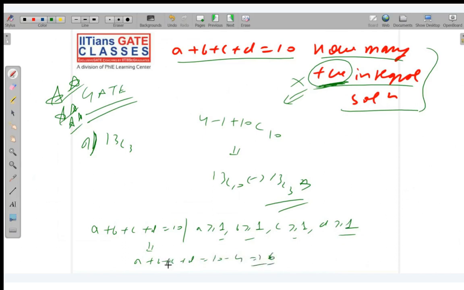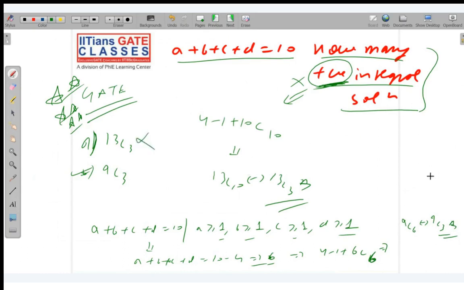So now I will apply the formula: a plus b plus c plus d is equal to 6. Okay, so now n is what? n is 4, so n minus 1 plus r, and the RHS is 6, so C6. Okay, so it will be 9C6, that is nothing but 9C3. So 9C3 is the answer. Option B is 9C3. This is correct.